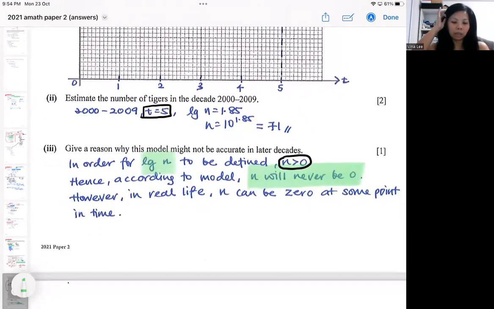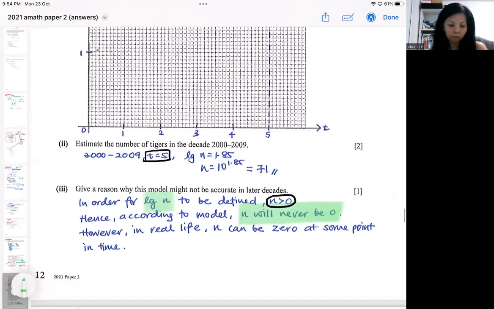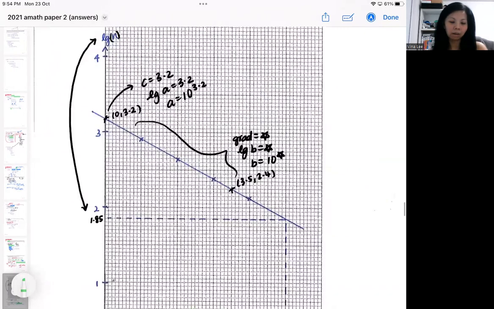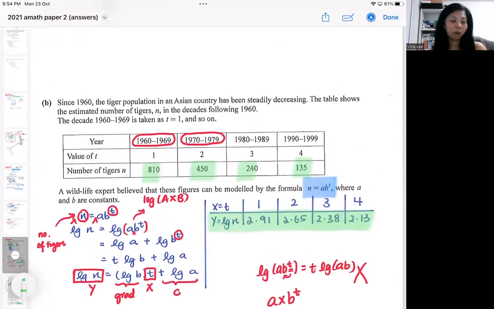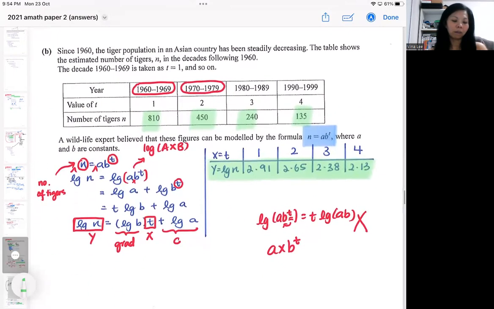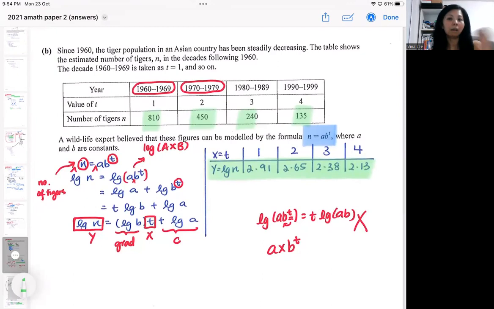If you really couldn't come up with this explanation, not to worry, it's only 1 mark. Anyway, it's a linear law question that doesn't ask you to find the constants, but you are required to know how to find the constants through the gradient and intercept.